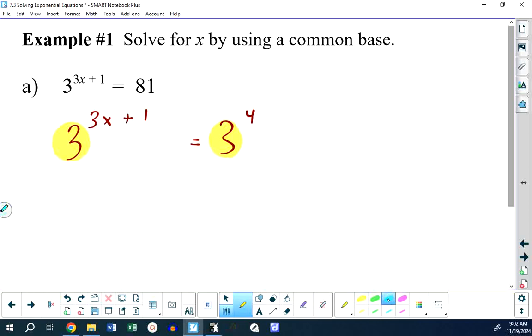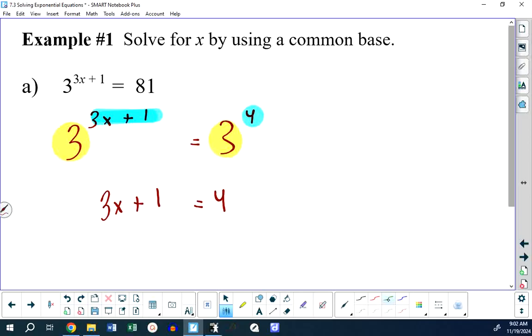So all we do is we say that these two are equal. Be very mindful here of the fact that we're not dividing both sides by 3. We're not performing a mathematical operation. We're just saying if the bases are the same, the exponents are the same. And that means we have 3x plus 1 equals 4, and that's child's play, isn't it?